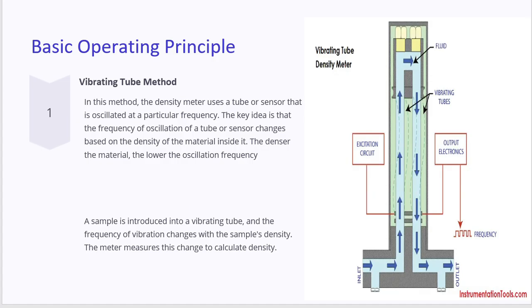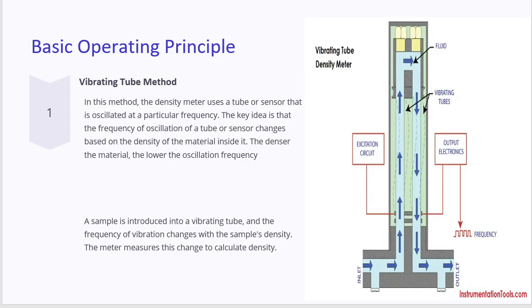Now we talk about the basic operating principle. Advanced density meters mainly operate on the vibrating tube method. In this method, the density meter uses a tube or sensor that is oscillated at a particular frequency. The key idea is that the frequency of oscillation of the tube or sensor changes based on the density of the material inside it. The denser the material, the lower the oscillation frequency. That means if the material is more dense, then the frequency is lower.